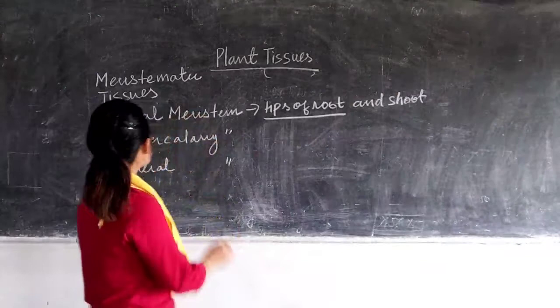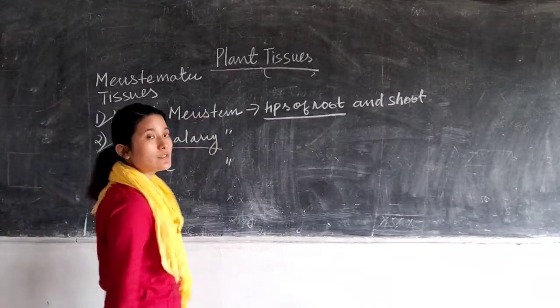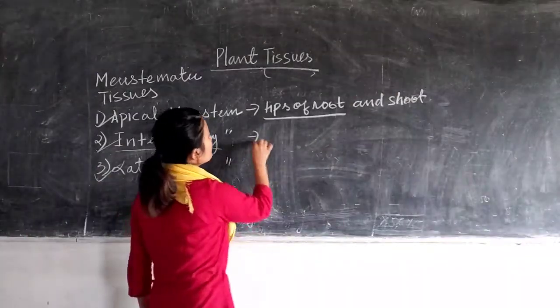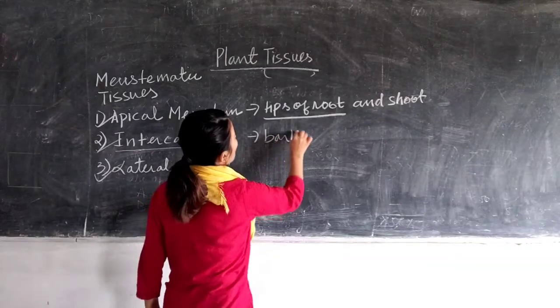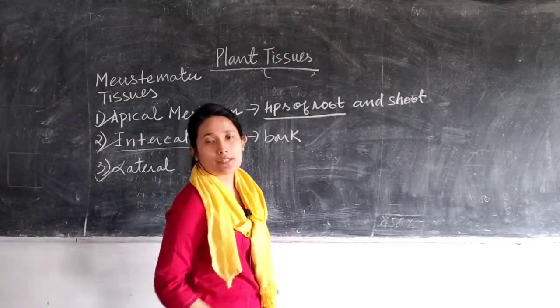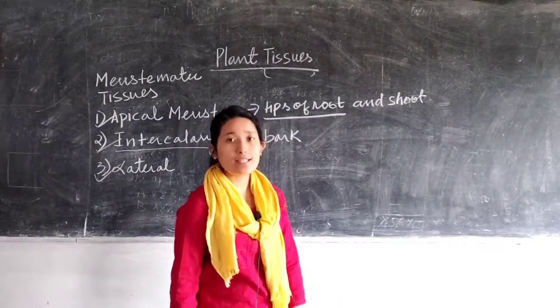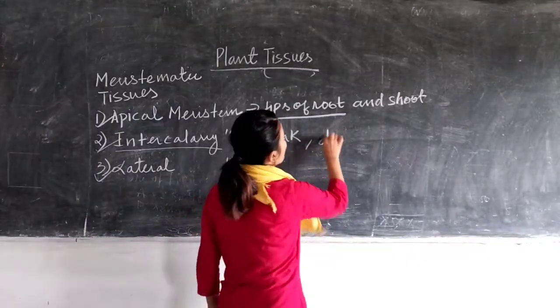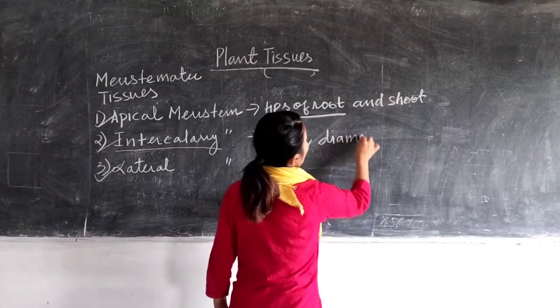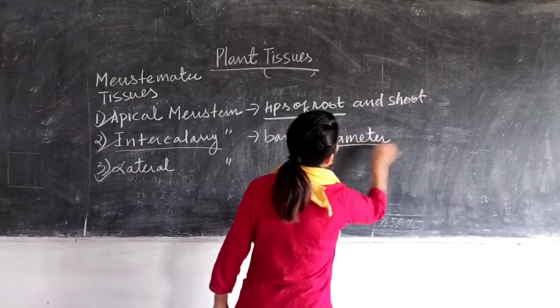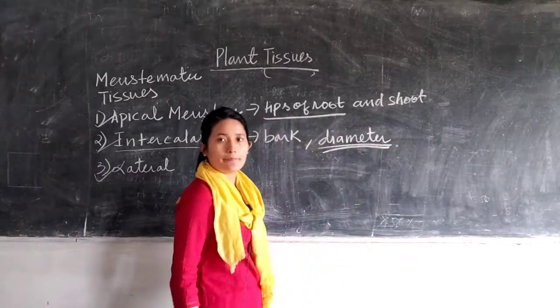Okay. And next comes the intercalary meristem. These are present beneath the bark region, or in the side portion of a root and shoot, and hence help in increasing the diameter of a plant organ.